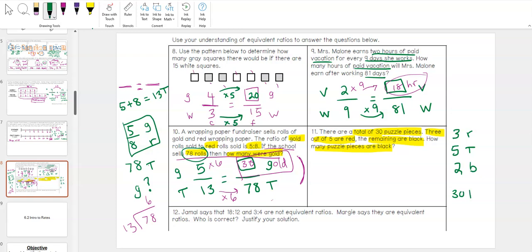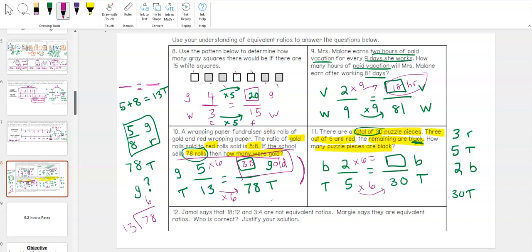If I have 30 total puzzle pieces, I need to figure out how many black. So black, I know I need black, and they're giving me a total here. So I'm going to compare black puzzle pieces and total puzzle pieces. Currently, I have 2 black for every 5 total. So in the future, I'm going to have, I don't know how many black for every 30 total. 5 times 6 is 30. So 2 times 6 is going to be 12 black puzzle pieces.